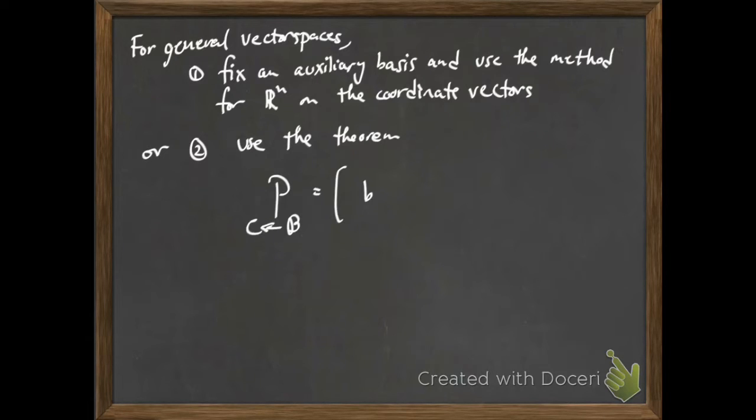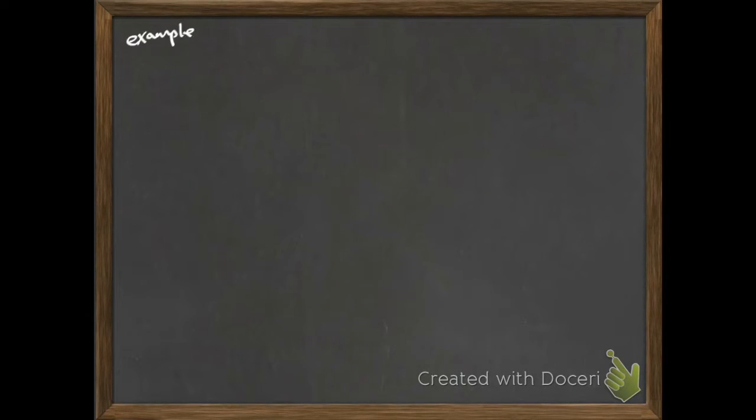Alternatively, you can always just go back to the theorem, which gives you the change of coordinates matrix in terms of coordinate vectors. Let's take a look at some examples.